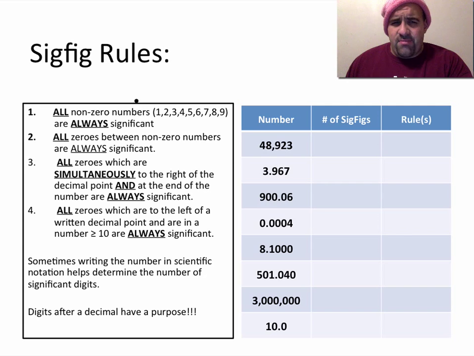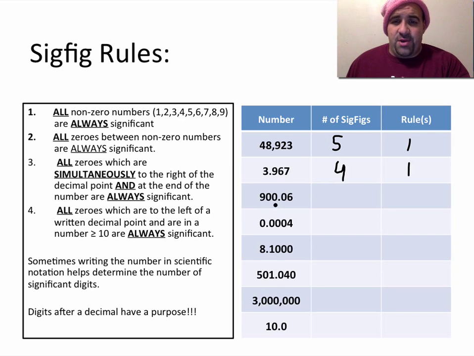All non-zero numbers are always significant. And if we look at this number right here, all of these are non-zero numbers, so they must all be significant. So the number of sig figs is 5 per rule number 1. And again, all non-zero numbers are always significant. Even though there's a decimal here, we have 4 non-zero numbers. They must all be significant per rule number 1.